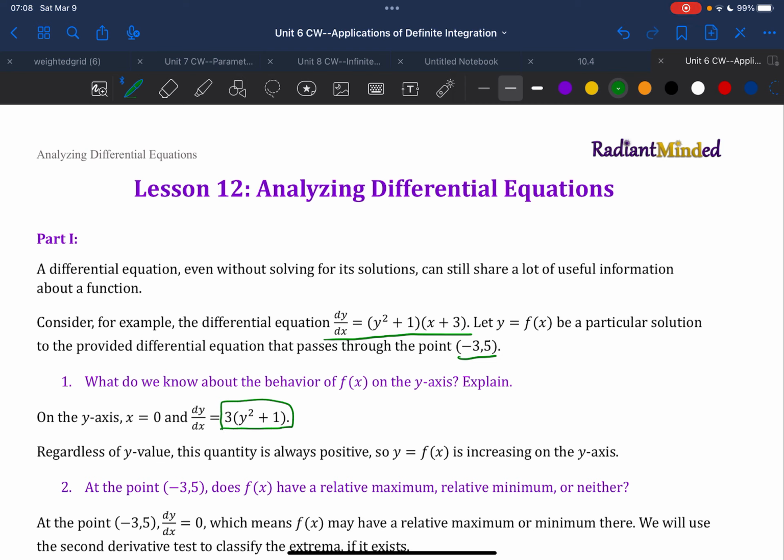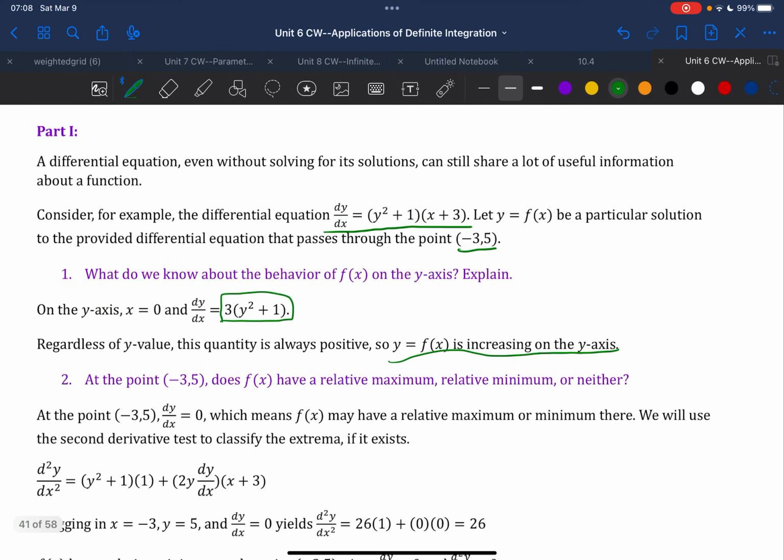And we notice that this is always positive. So y squared plus 1 is always positive, times 3 is always positive. So no matter where I am on the y-axis, my slope is always positive, so y equals f of x is increasing wherever I am on the y-axis.